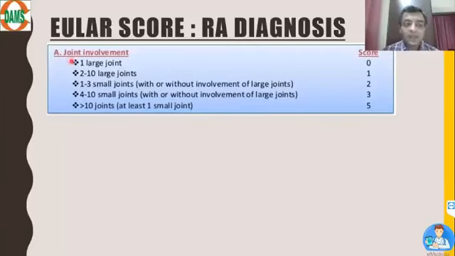So if only one large joint is involved in a patient with arthritis, you will give 0 points. If 2 to 10 large joints are involved, you will give 1 point, because it is still unlikely to be RA. RA is typically small joint polyarthritis.